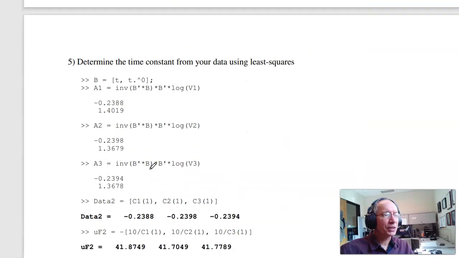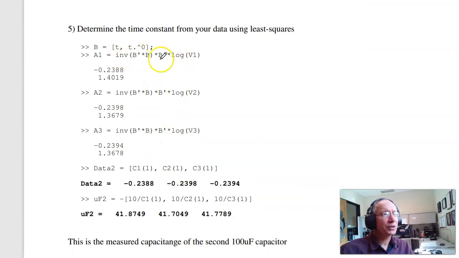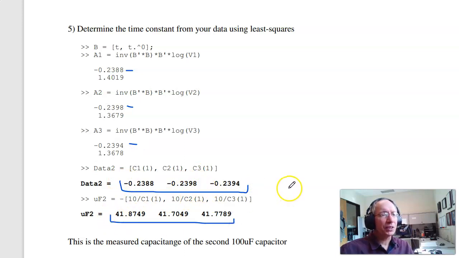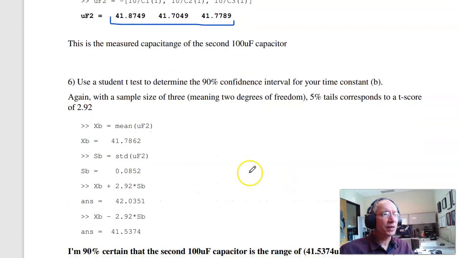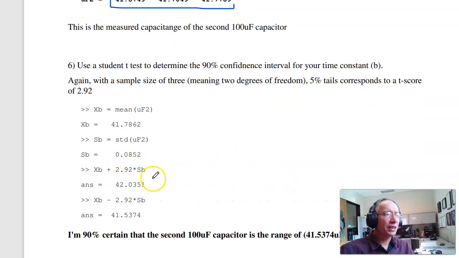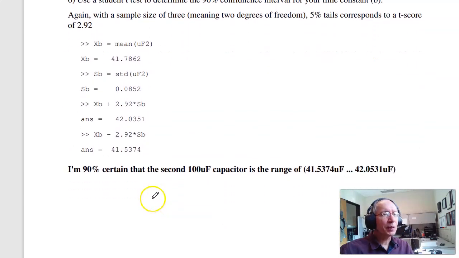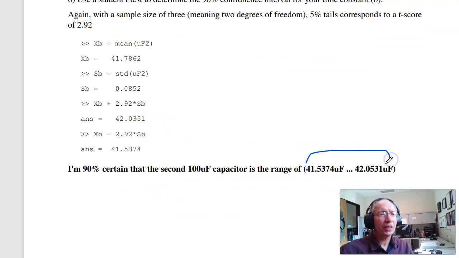Repeat the last procedure to find the capacitance: do a least squares curve fit for time and log voltage. I get my parameter, that's 1 over RC. That's my 1 over RC time constant, solving for C. For the second capacitor, that's its reading. And given 3 readings, I can use statistics to find the mean, standard deviation, and 90% confidence interval. So based upon my data, I'm 90% certain that this capacitor is in the range of 41.53 to 42.05 microfarads.